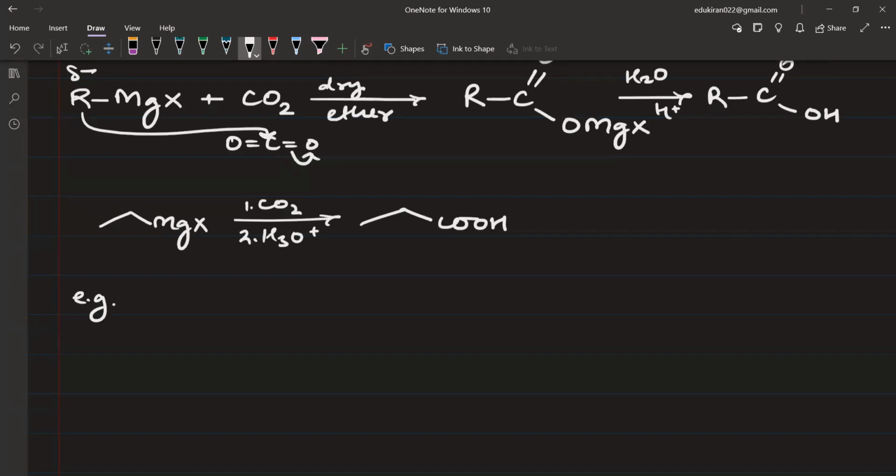Okay, for example, both the above reactions, the nitriles and the Grignard reagent, these are important reactions. For example, if you have to go from ethanoic acid, sorry, ethanol to propanoic acid.